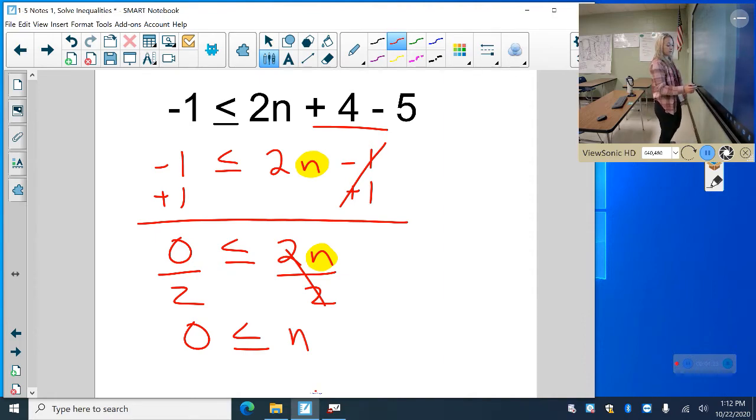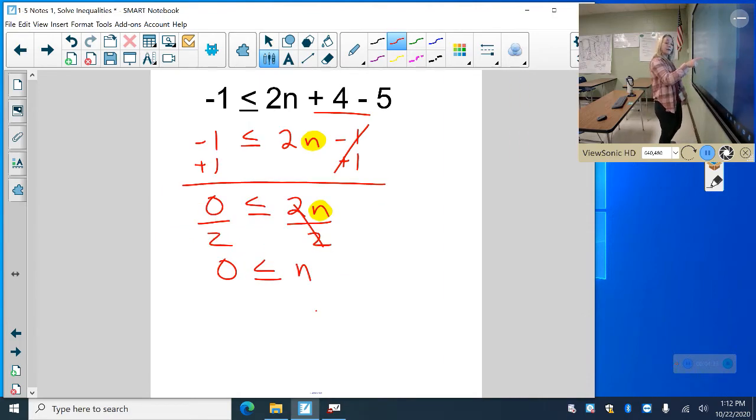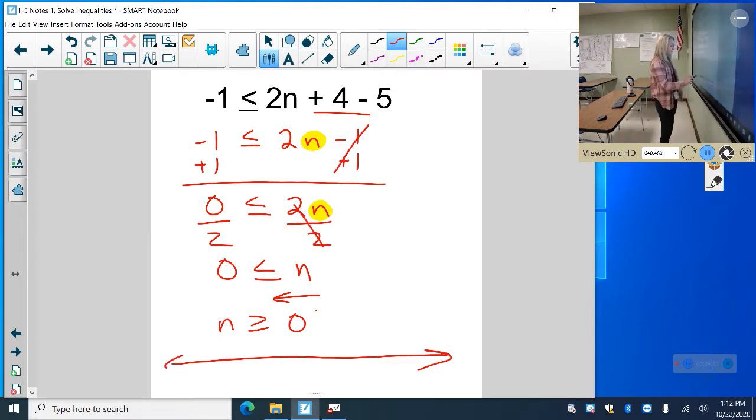Now, one thing you have to recognize here is my variable is on the right side. So before you graph, switch it around and read it this way and then rewrite it. So I have n is greater than or equal to 0. I always want my variable on the left-hand side. Since that's the case, I'm going to go ahead and graph.